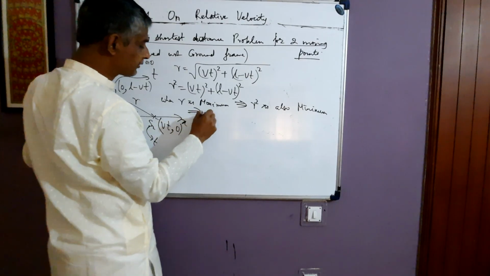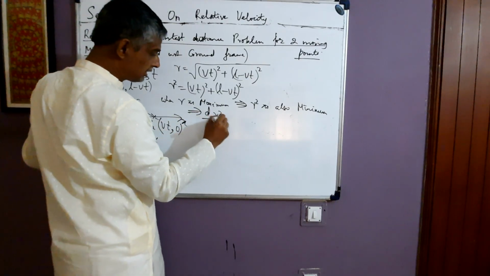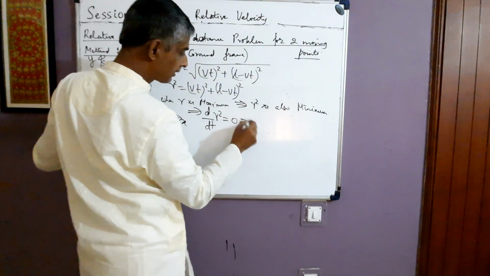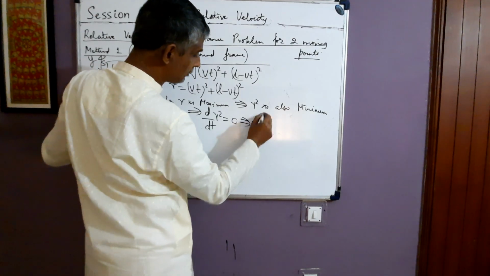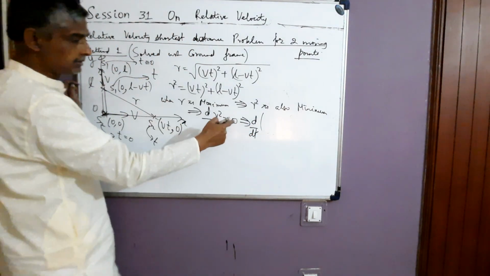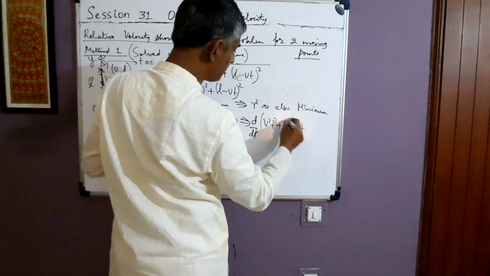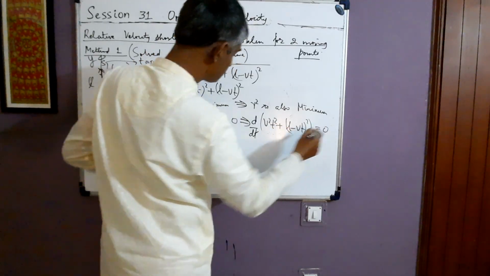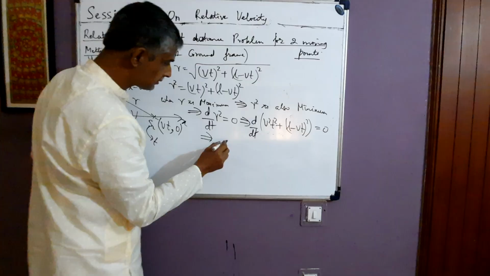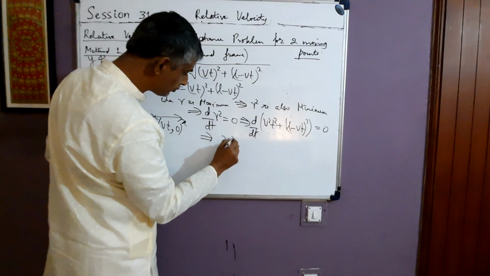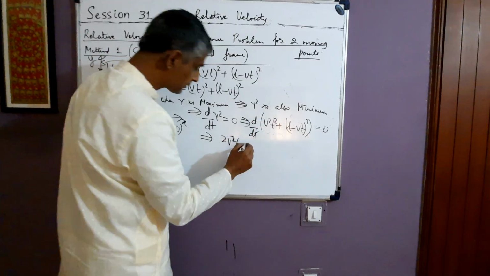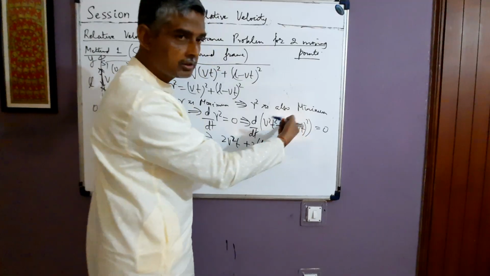That means from the rule of calculus, d by dt of r square is 0. That means d by dt of r square, write this expression here: V square t square plus (L minus Vt) whole square is 0. This means d by dt of v square t square is 2v square t. This means 2 times, we differentiate using the chain rule of calculus.